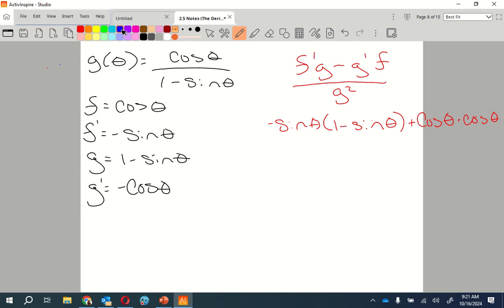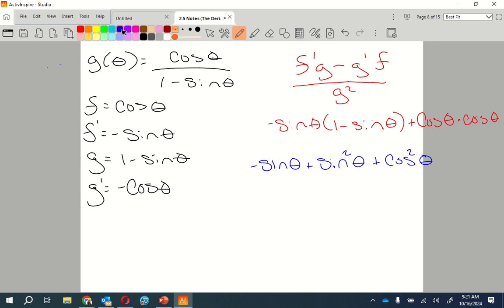So right here I have sine theta, so I get a negative sine theta times the 1, and then plus sine squared theta plus cosine squared theta. Can anyone tell me what's the one thing I could do with this? Go ahead. What is the one thing? Last two terms equal 1.